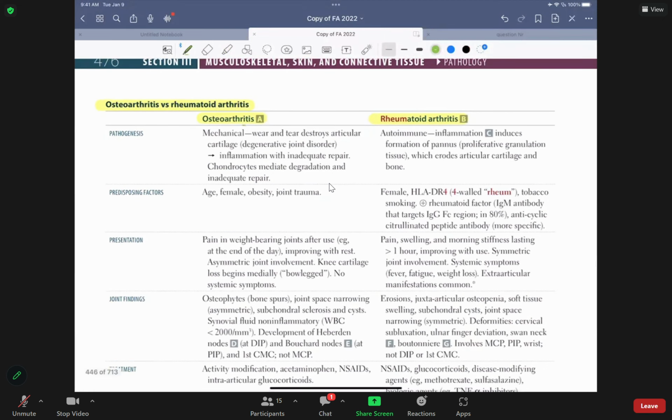Osteoarthritis, even though it's ending as -itis, is a non-inflammatory disease. It's a wear and tear. So what's the function of cartilage?